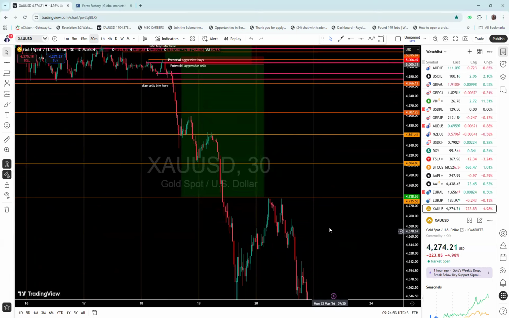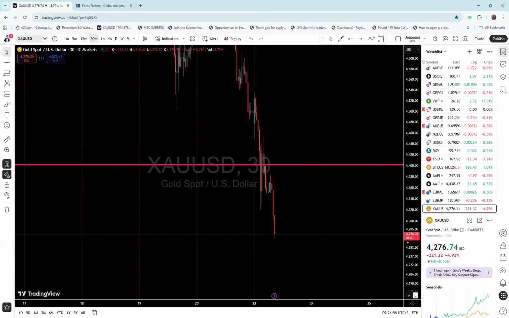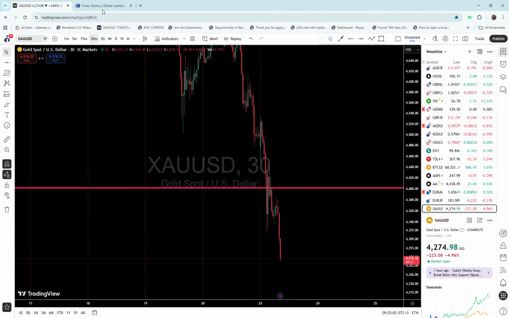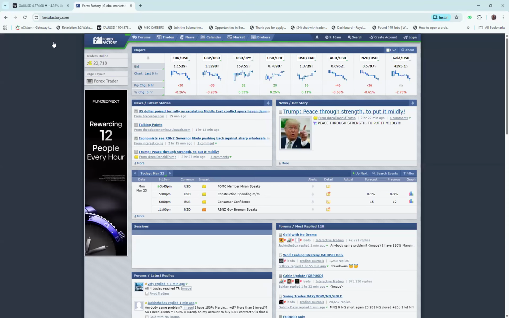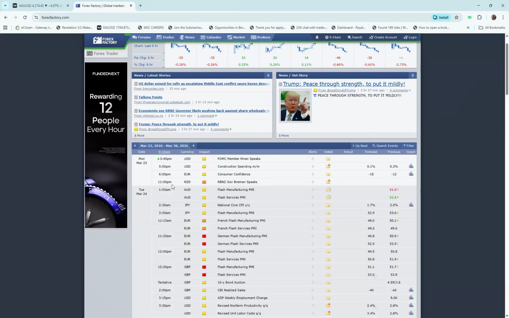And the market still went down and down. Look at this. It's been just pushing down. We're right now at 4276, all the way from 5,000. So let's see what we have in terms of fundamentals today. Probably nothing much. Today is the 23rd of March. Yes, there's nothing today for the dollar.